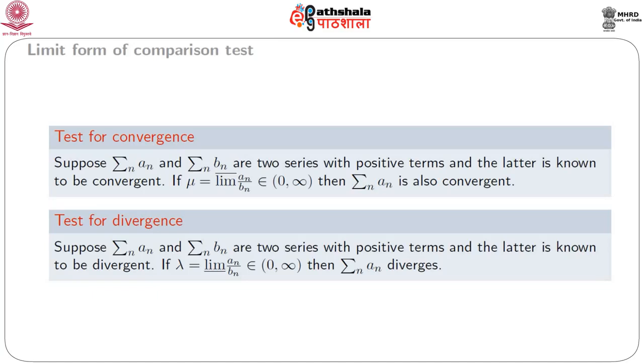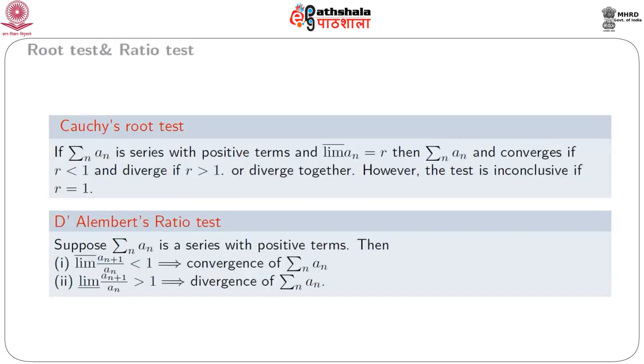Next, we shall discuss two important tests which are known as root test and ratio test. So let us start with Cauchy's root test. If summation a_n is a series with positive terms and limit superior of a_n to the power 1/n equals r, then the series summation a_n converges if r is less than 1 and diverges if r is greater than 1. However, the test is inconclusive if r equals 1.